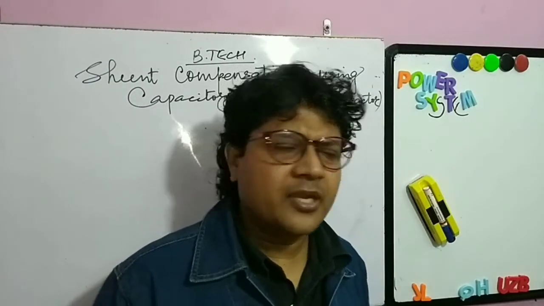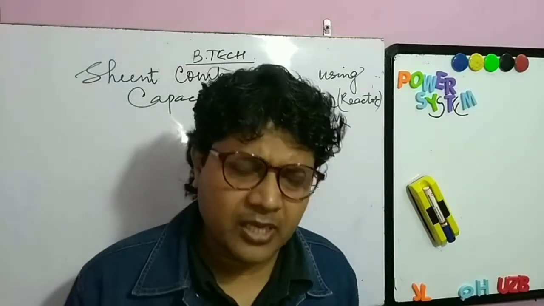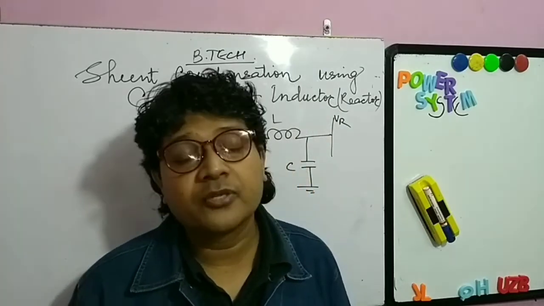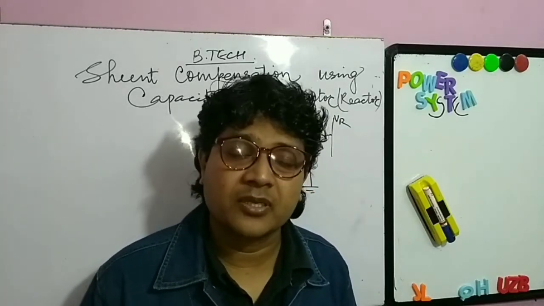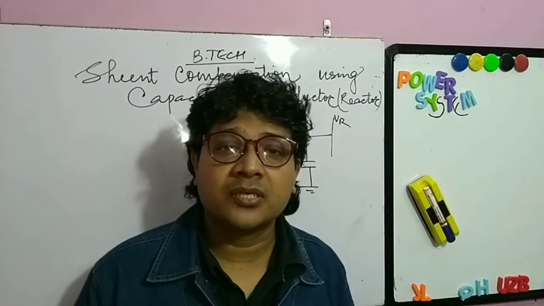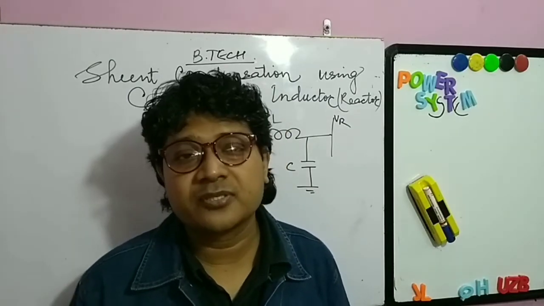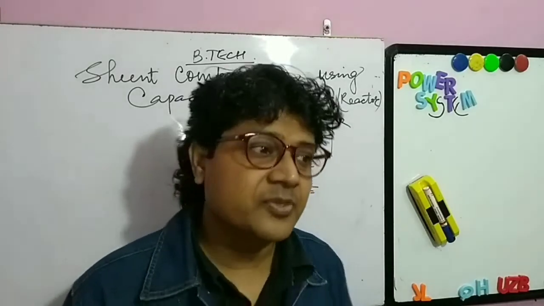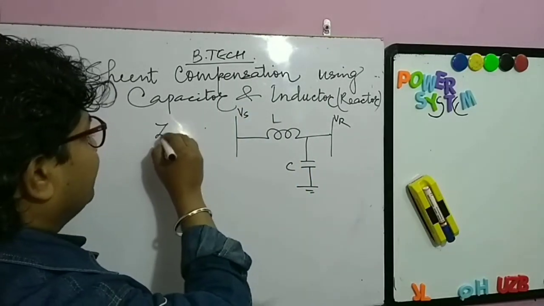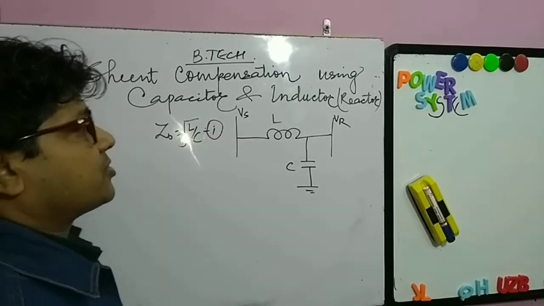We'll see the problem. First we have to derive the relation using the theoretical condition, and our motive is to find out the surge impedance loading. So certainly we are again considering the lossless line. We are assuming that our power system is lossless. Lossless means we have Z naught equal to under root L by C. This will be our first equation.